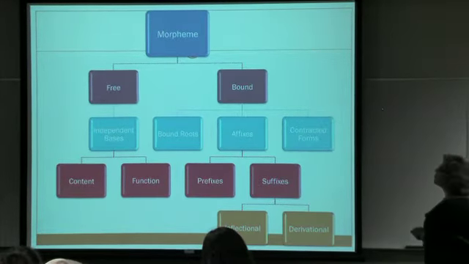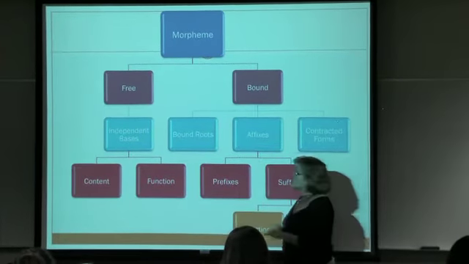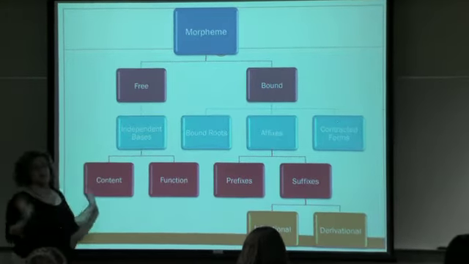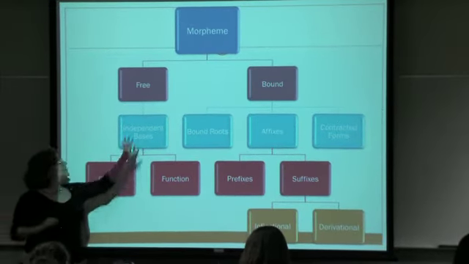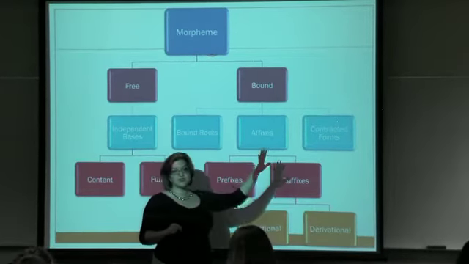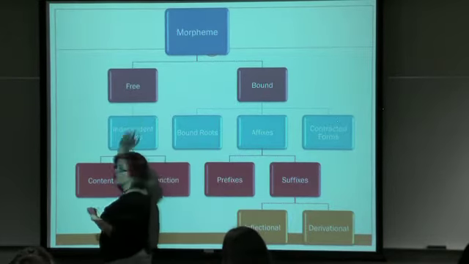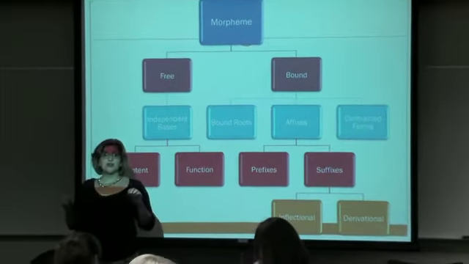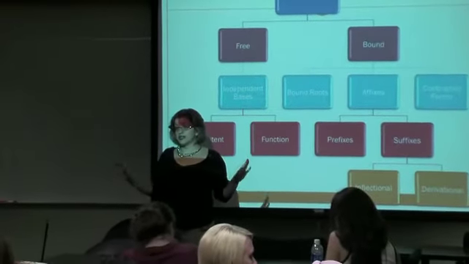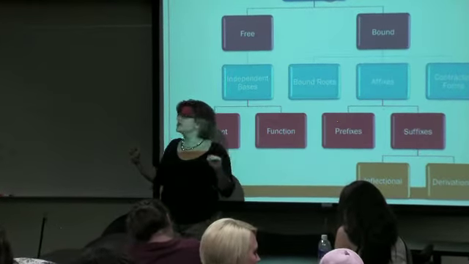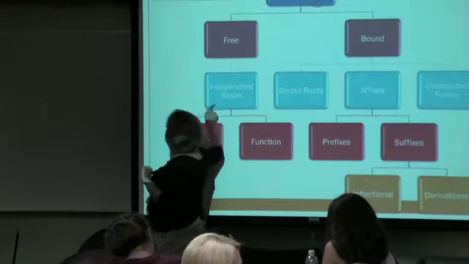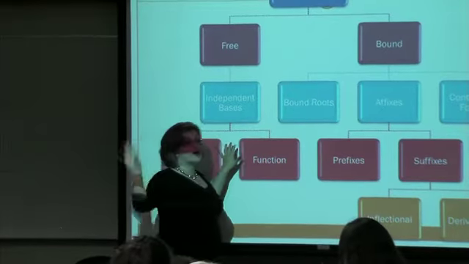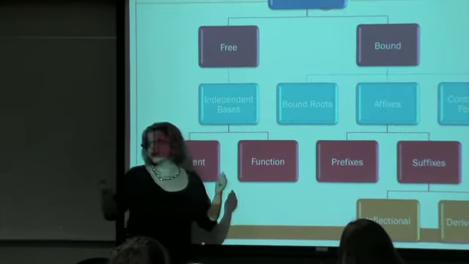And when we look at morphology, there are ways of considering morphemes and categorizing them. So there are two main groups of morphemes, the free morphemes and the bound morphemes. The free morphemes are the morphemes that could function as words. They don't have to have any other morphemes attached to them to be meaningful. So the free morphemes are independent bases. They can serve as a base for a larger word, or you can use them by themselves.